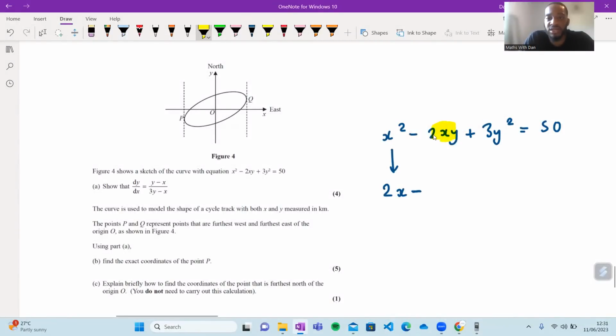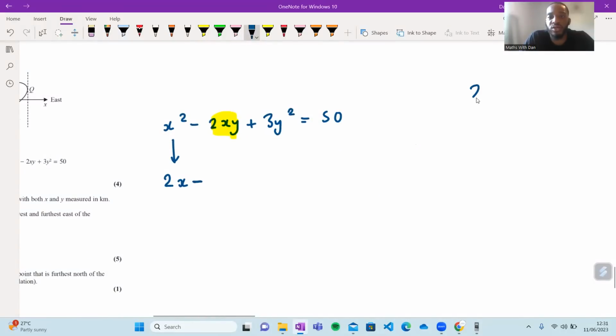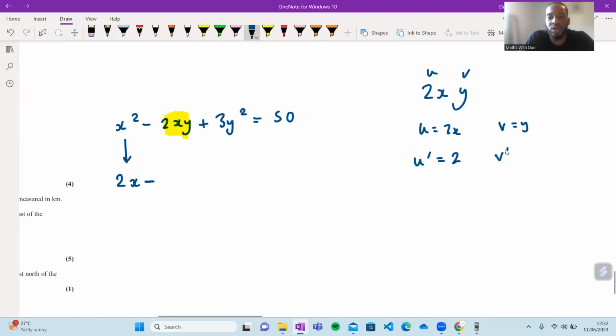How do I differentiate this one, guys? Somebody tell me in quick time. Thank you very much, Alex. Product rule. So we need to say, well, I've got 2xy here. I'll say this is u, I'll say this is v. U equals 2x, v is equal to y. u dash is equal to 2. v dash is equal to, can somebody tell me, please? Is it 1? You've all frozen? I thought you guys got 10 in this.